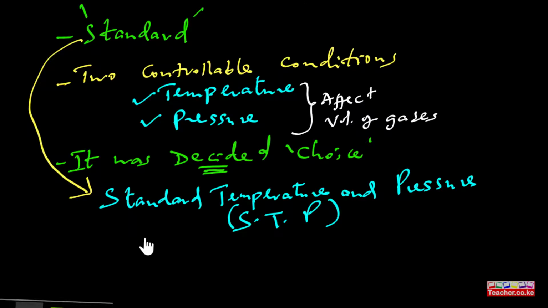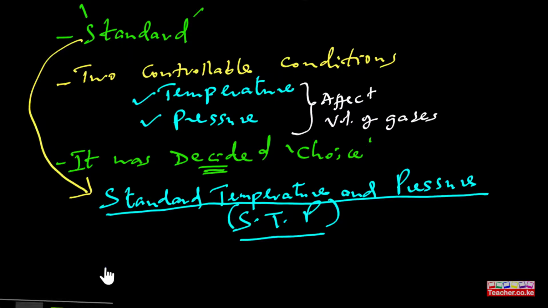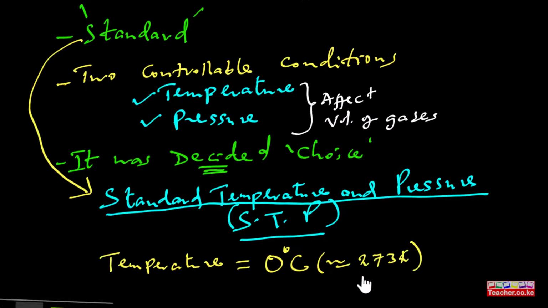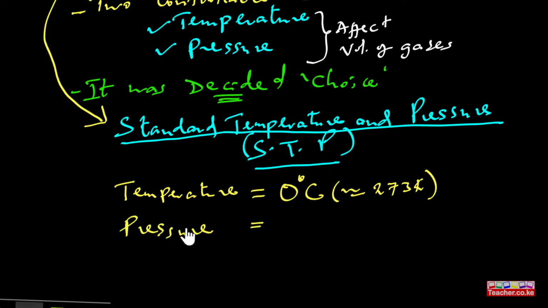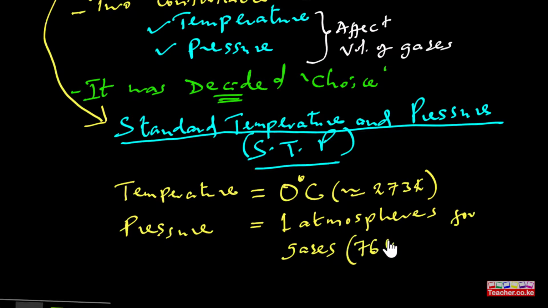Now, these two conditions, the STP, were simply chosen. So note that they are simply chosen values. The standard temperature and pressure STP values are temperature 0 degrees Celsius, approximately 273 Kelvin, and the pressure is 1 atmosphere, that is for gases. Sometimes some people can use 760 millimeters of mercury.